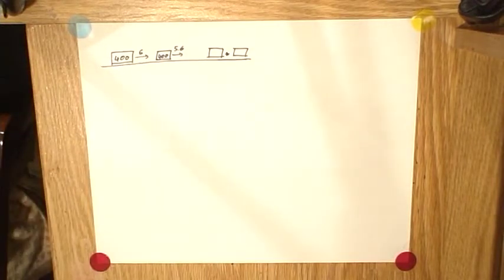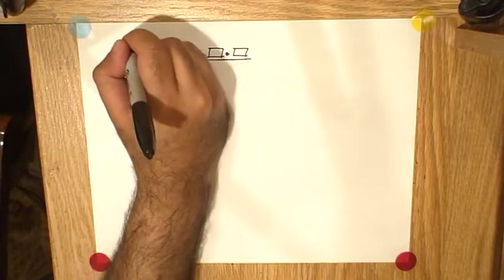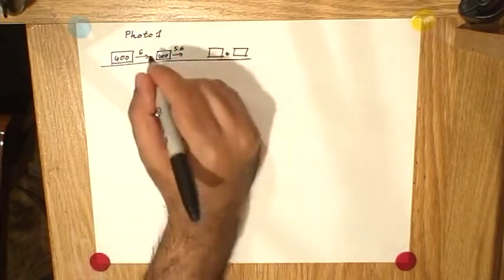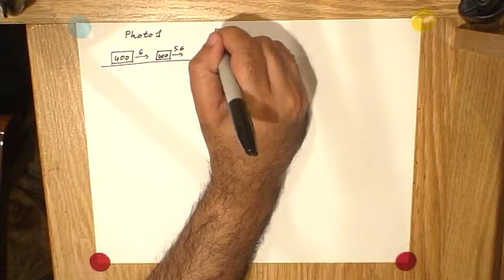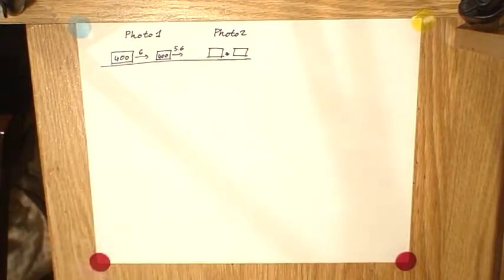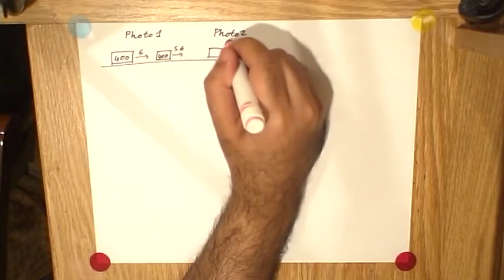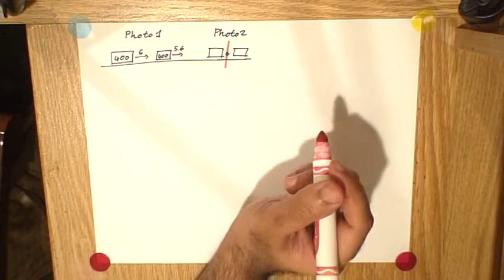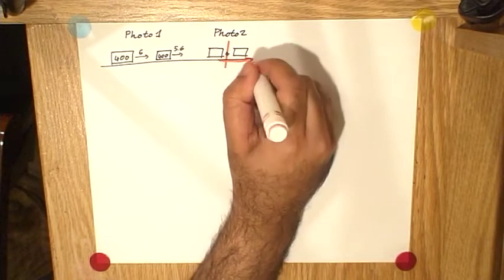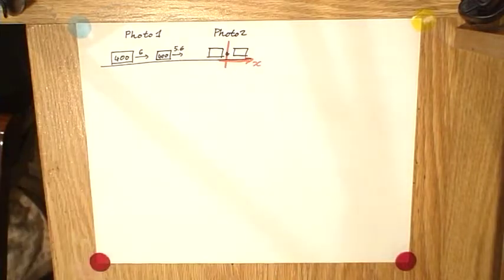and then they are going to move apart, but we do not know what their final velocities are going to be. So this here is photo 1, corresponding to before the collision, and photo 2 is after the collision. I'm going to set my origin to be at the point of the collision, and I'm going to set rightwards as my positive axis.